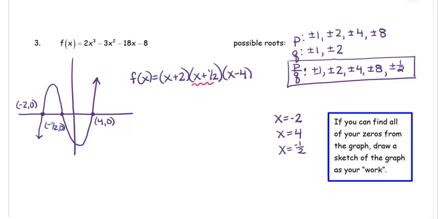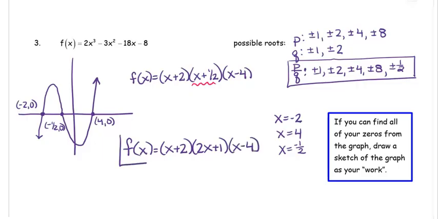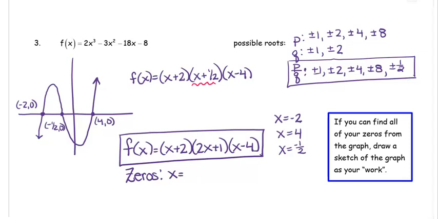Now the only thing we really don't like is that x plus 1/2, but we can clear that by multiplying through just this part by 2. And I'm going to see that f of x is going to be equal to x plus 2 times 2x plus 1 times x minus 4. This is completely factored. And then the zeros that I originally found from my graph, I have negative 2, 4, and negative 1/2. And obviously the order of those does not make a difference.